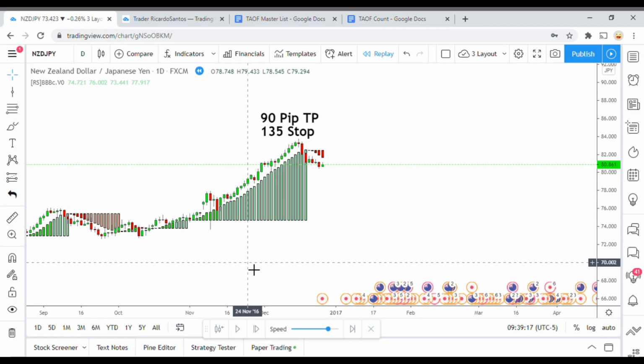Alright, so as I said, today's indicator is the Bollinger Band Breakout Candle indicator. This was suggested by one of the viewers out there, and I thought it was an interesting indicator.